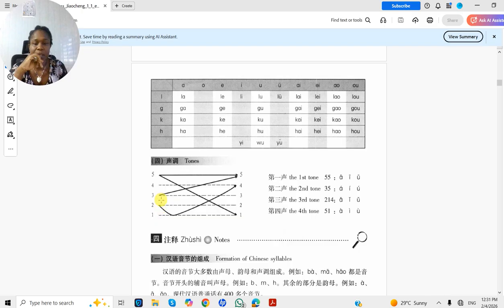Then you have the down-up, ma. And then you have the down, ma. These words mean different things. Now, when you're writing with your keyboard, there is no tone on the keyboard, so you will only put in the initial and the final. Because of the differences in the tone, the characters will come out in different ways. What that means is there are going to be different characters.